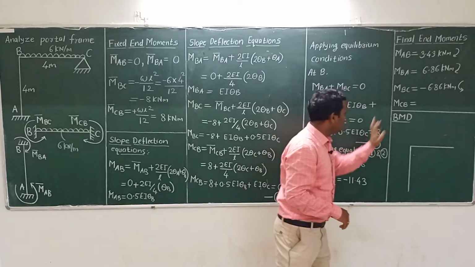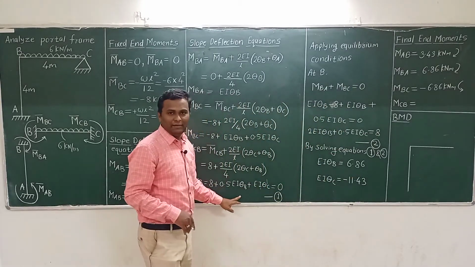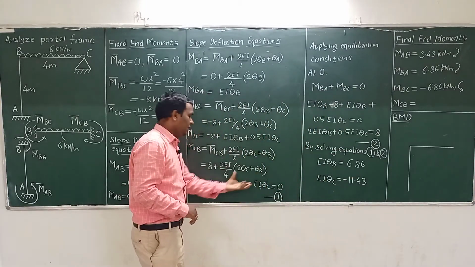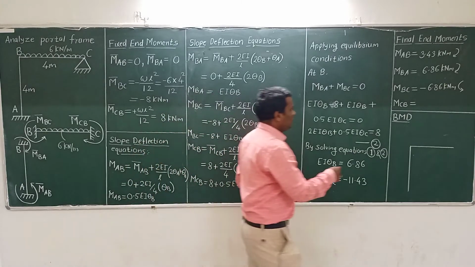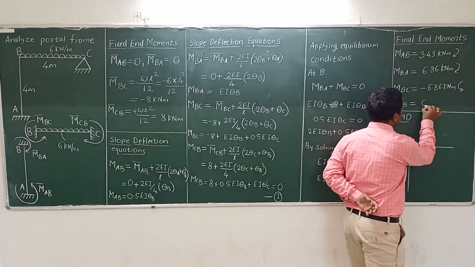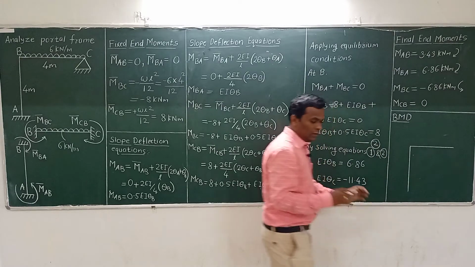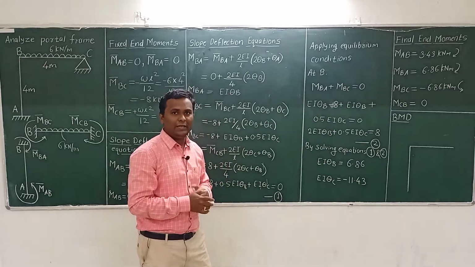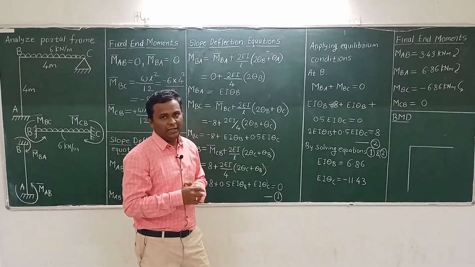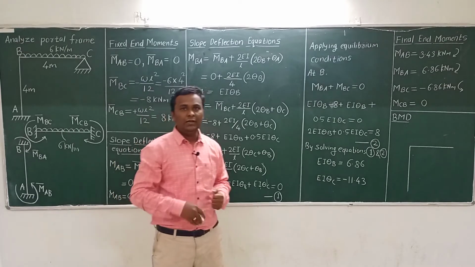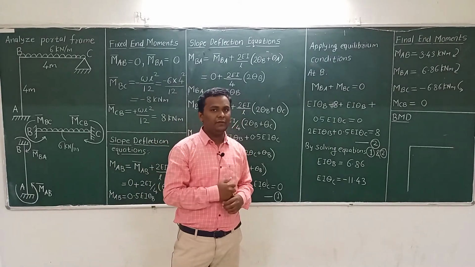Okay, and finally MCB, already we know that MCB is 0. You just put those values and verify your answer, that you'll be getting MCB as 0 in this case. So this is one very important step for calculation of end moments in case of this portal frame. In continuous beams also, we have the same procedure.